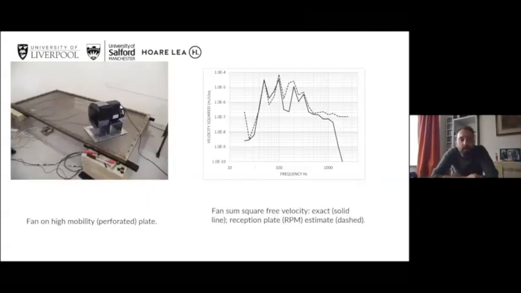Here's an example of that, which is the fan on the high mobility reception plate. And the black line in this case is the free velocity measured with the fan hung on bungee cords, so the normal direct measurement, which may or may not be possible in all cases. And the dashed line is the estimate of the free velocity from the reception plate method, which is directly measured at the contact feet whilst on the high mobility reception plate.